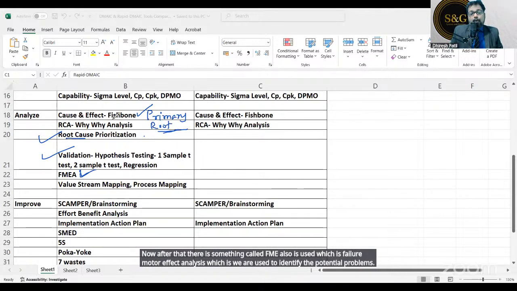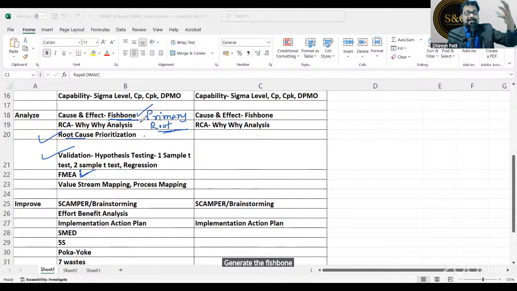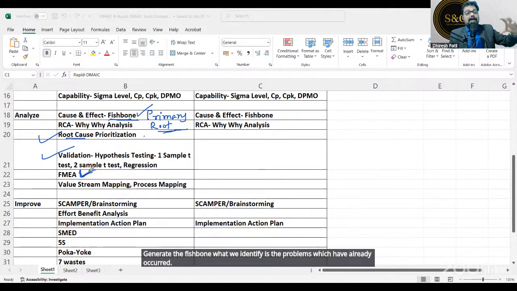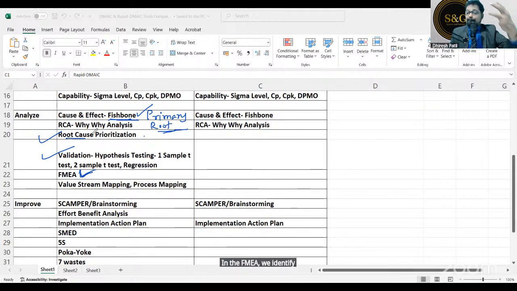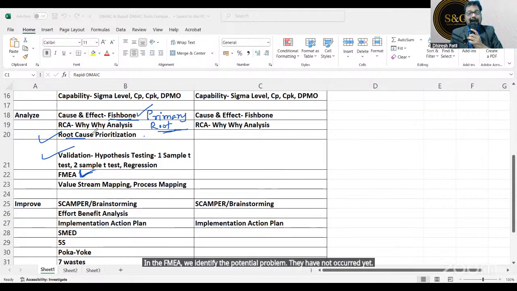Generally, with the fishbone, what we identify is the problems which have already occurred. In the FMEA, we identify the potential problems. They have not occurred yet. They have not happened yet, but they can happen in the near future.